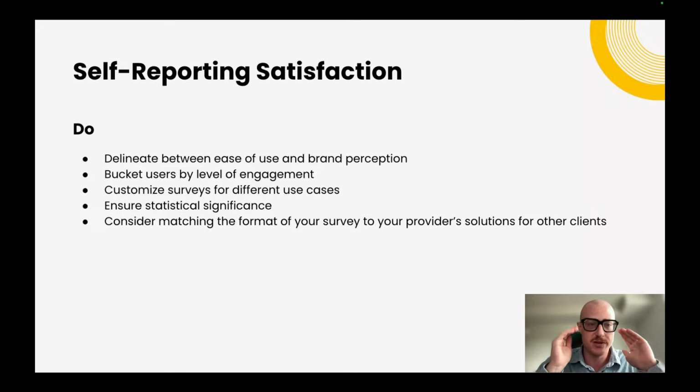We found that people were leaving 4s and 5s for their ease of use of the chatbot, but because they were angry about something that happened before their chat session ever started, their brand perception had a really low rating. So when you bucket users by their CSAT scores, you want to bucket them by the people who are happy or unhappy with the bot, and the people who are happy or unhappy with your brand, because that really is key to understanding your CSAT. The second bullet point there says to bucket users by level of engagement.